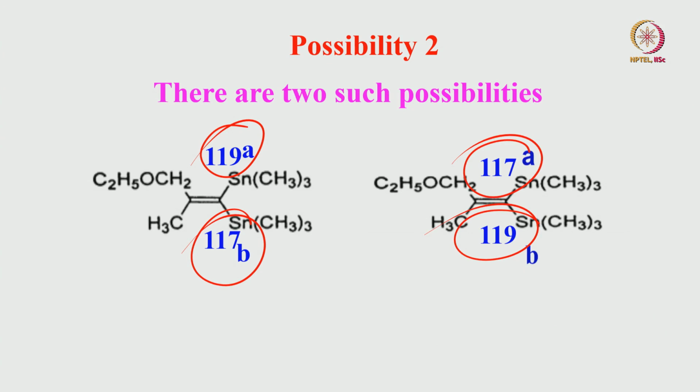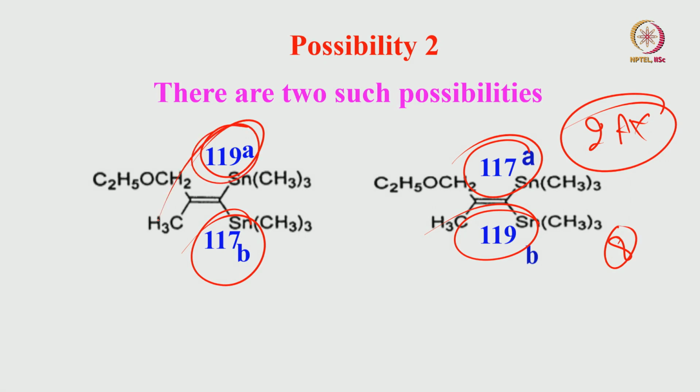There are 2 such possibilities. So that means 2 AX spin systems. 2 AX spin systems means how many lines do you expect? 8 peaks. 2 you get for tin 119, 4 you get for tin 119, 4 for tin 117.